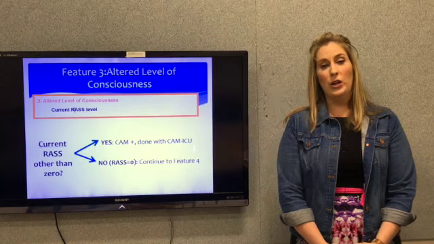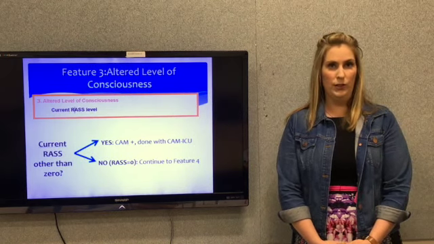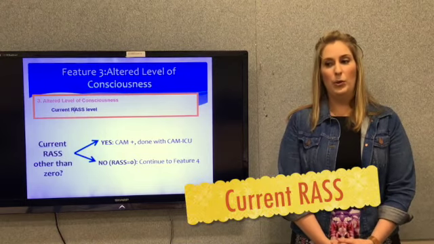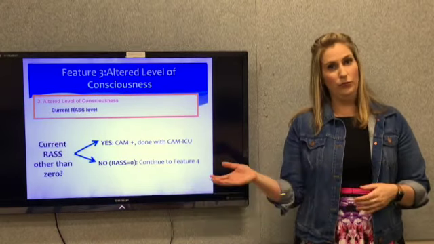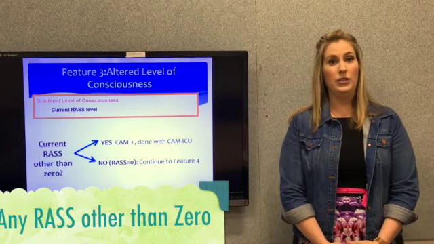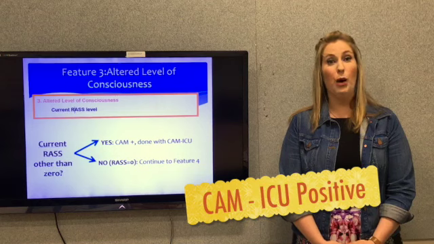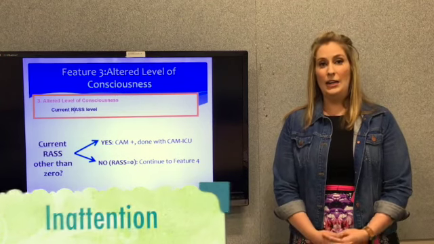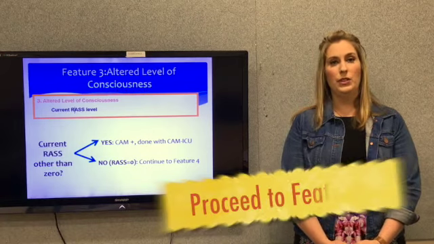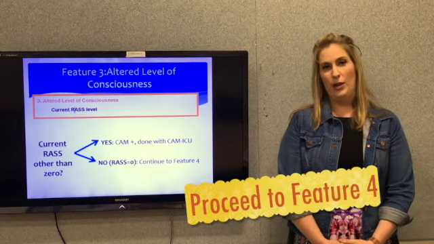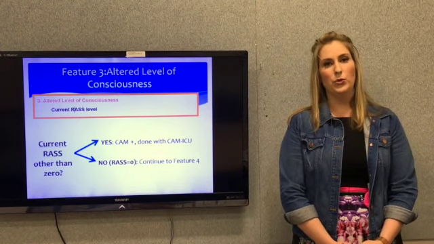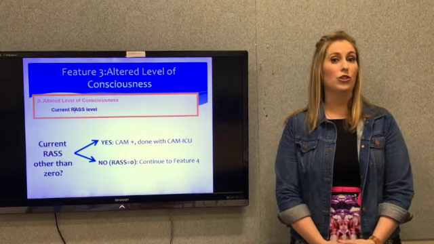So feature 3 is quite easy. It's just altered level of consciousness. You're just looking at what their RASS is right at this time. So we went through that: RASS +4 to -5. If it's anything other than 0, then they're considered CAM-ICU positive. If they had the inattention and have a RASS of 0, you have to proceed on to feature 4 of the CAM-ICU, which is disorganized thinking. Most times this person's not going to have a RASS of 0, but occasionally they do.